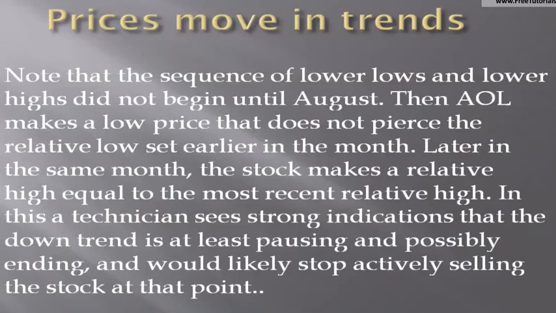In this, a chartist technician sees a strong indication that the downtrend is at least pausing and possibly ending, and would likely stop actively selling the stock at that point. Which means that as the price stopped going lower, you as a chartist will know that okay, something is changing. Let's be vigilant. Let's look at the stock once again.